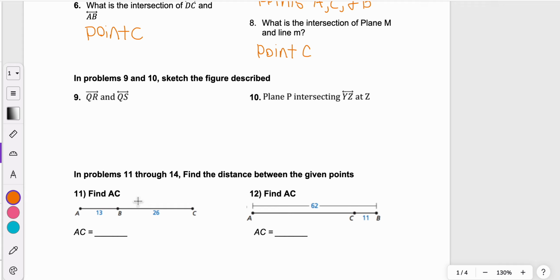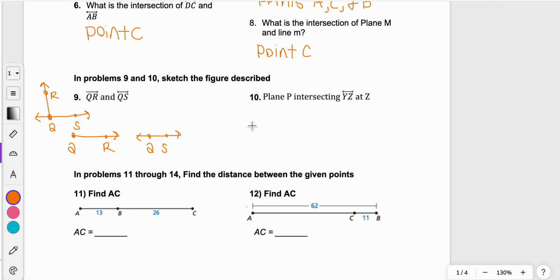For number 9, you could theoretically do this a few different ways. We haven't learned about rays yet, so this one for now, though, we'll just talk about is QR, which is an endpoint, like this. And then you can separately draw QS. However, if you wanted to have them intersect, you can still have QS like this, but then maybe QR going in a different direction, where at the end of QR, the endpoint starts with Q.